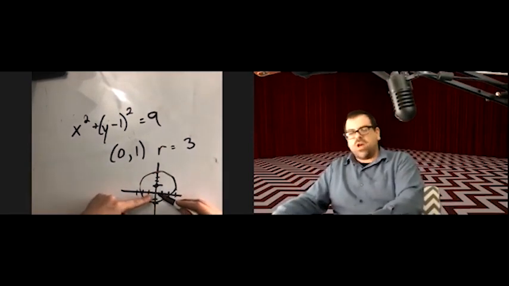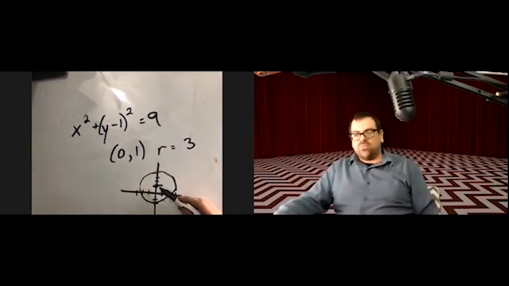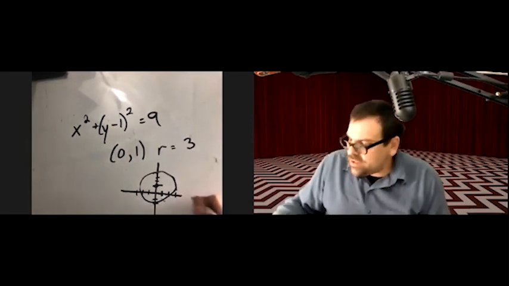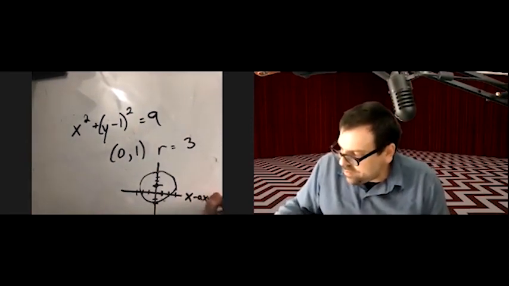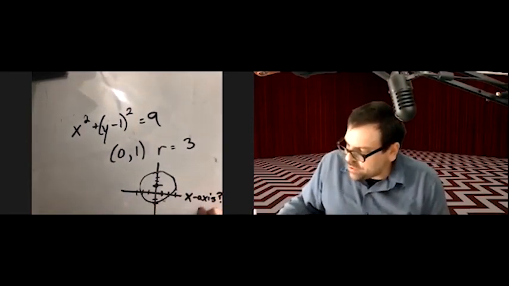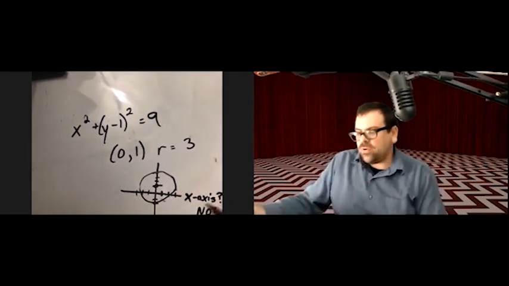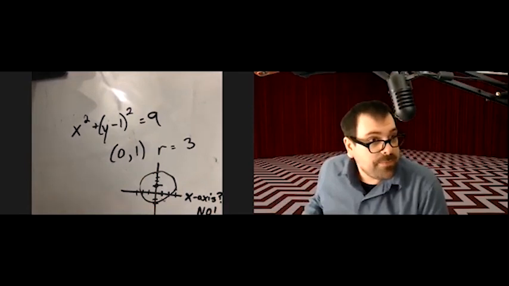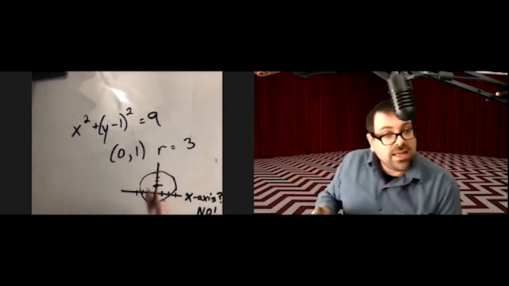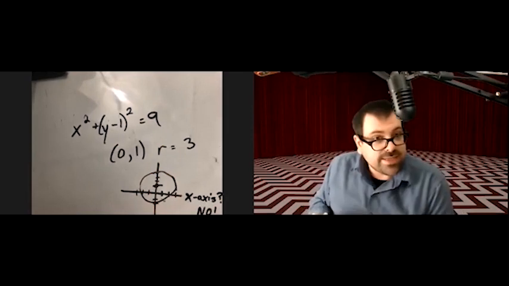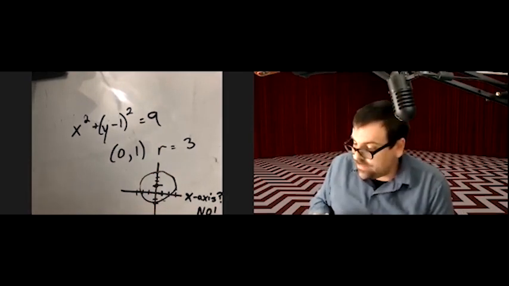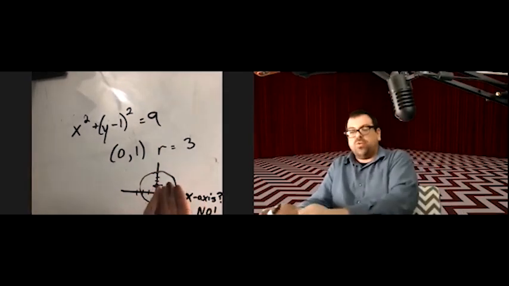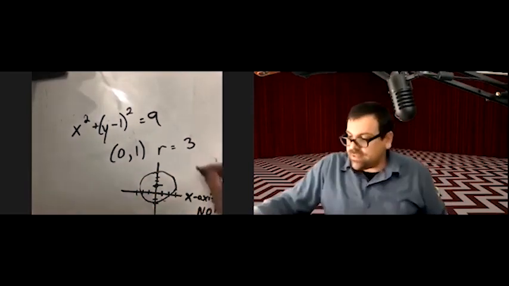Since this circle was not centered, since it was moved up 1, since the center was at (0, 1), that means it does not have x-axis symmetry because it's no longer split exactly in half by the x-axis. Does it still have y-axis symmetry? Yes, it does. Because we can still fold it along the y-axis.